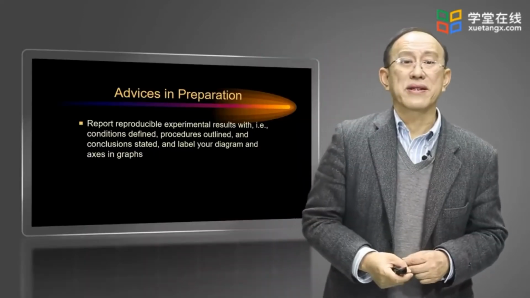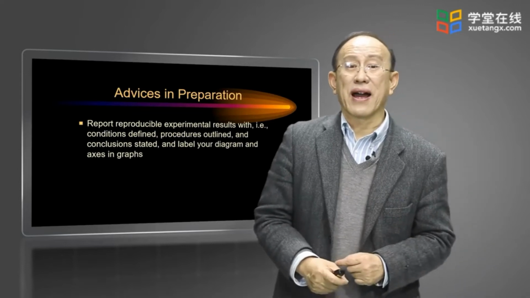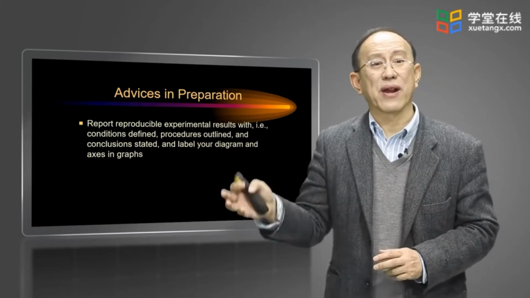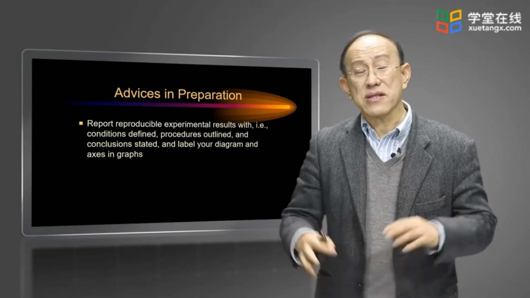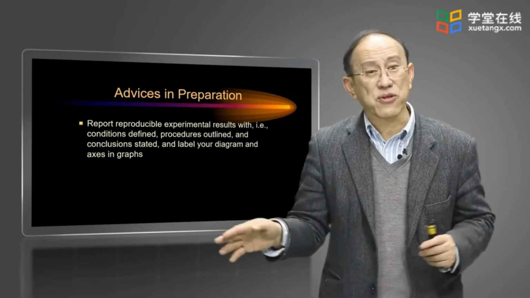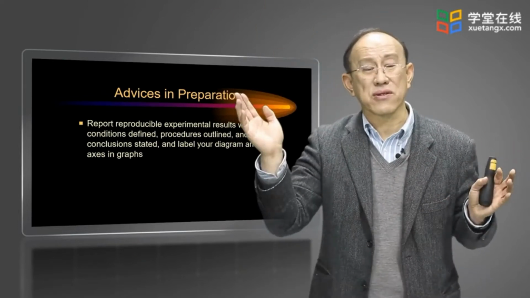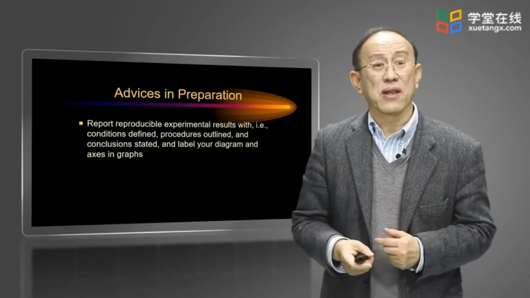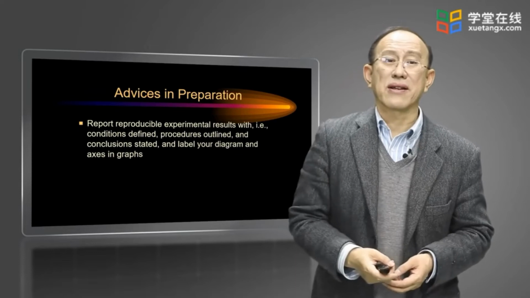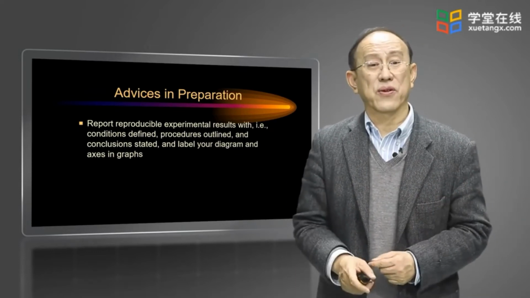When you present an experimental result, you want to report only the reproducible experimental result, such as with the condition defined, the procedure outlined, and also the conclusion stated, and label your diagram and axis in the graph. This is often forgotten by students, because I see many students just show their graph, show their pictures without labeling their diagram, without legend. This would confuse the audience.